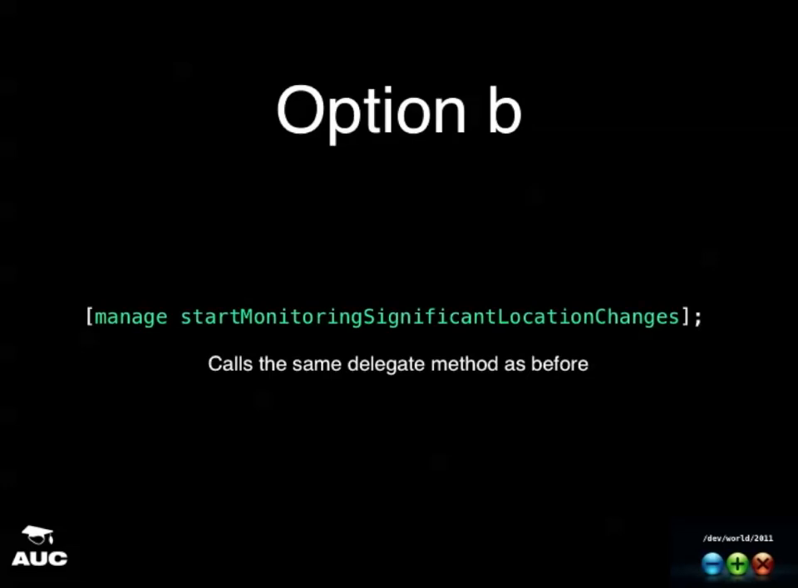Option B is to use the start monitoring significant location changes method. That actually has the exact same delegate call as the previous one. In my opinion, and from people online, the significant change Core Location thing is a little bit iffy. They determine significant as around 500 meters, which is not really significant enough. Also, its accuracy has been very crazy in the past. There's a lot of people complaining online. Apple have said they've improved it quite a lot in iOS 5. Haven't actually tested it though, but if they have fixed it, it's probably worth having a look at.